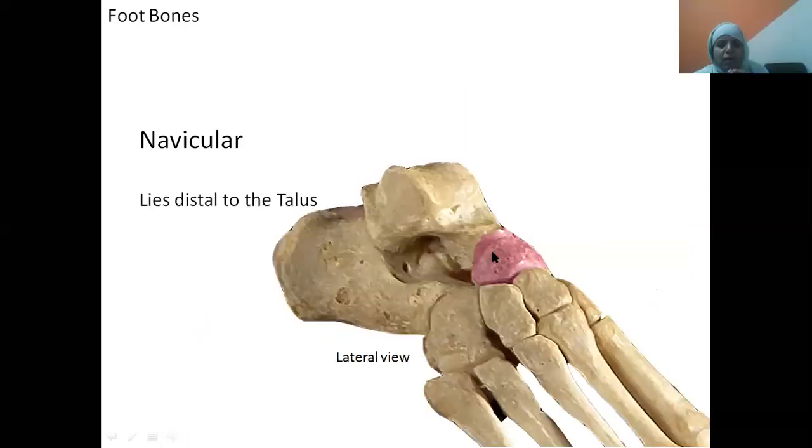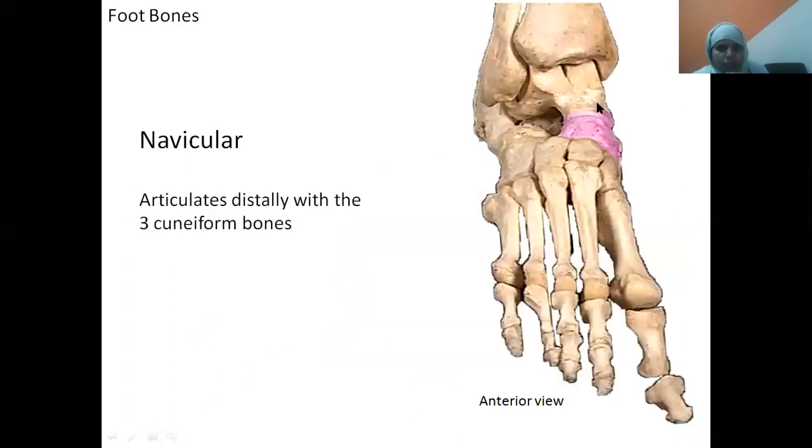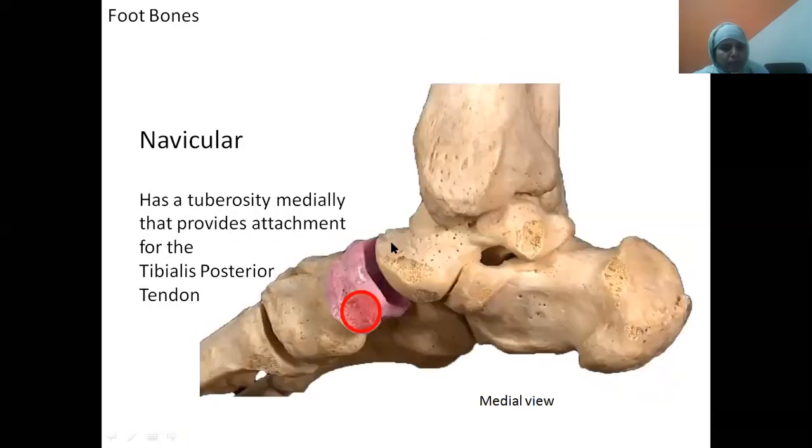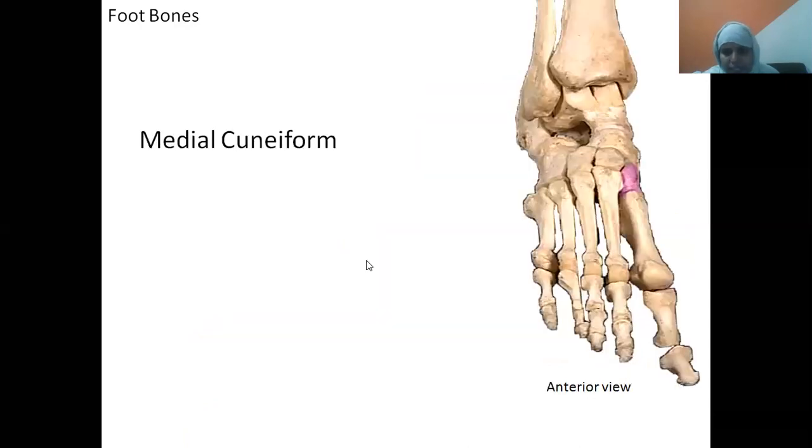This is navicular only. So it is articulating with three cuneiforms: medial, intermediate, and lateral. In anterior view, you can see. Posteriorly, it is articulating with the head of the talus. Okay, that is it. So this navicular bone will have a tubercle on its medial side. So many details nobody will ask you. Just to complete the topic, I am teaching you. That's it. Medial cuneiform we have.